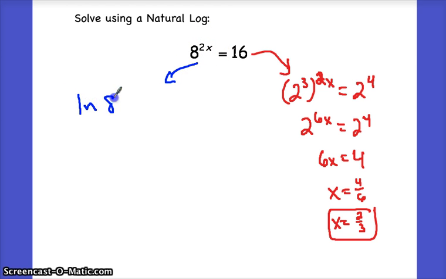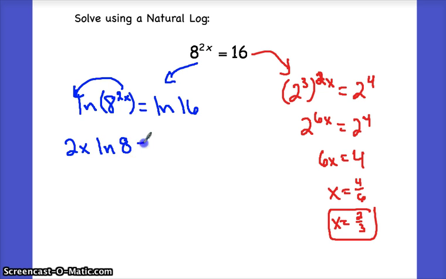So I'm going to take a natural log on the left side here, and a natural log on the right side. The property of logarithms that we know is you can take any exponent that's inside of a logarithm and move it to the outside. So this can become 2x, right? I'm going to move that outside, times the natural log of 8, equals natural log of 16.